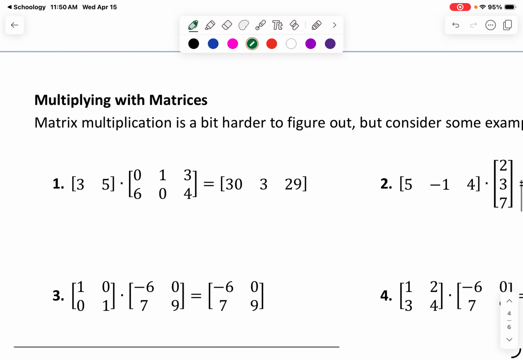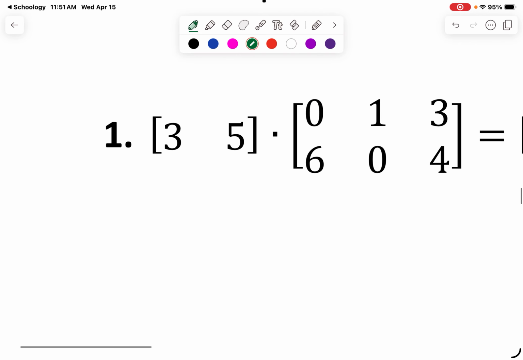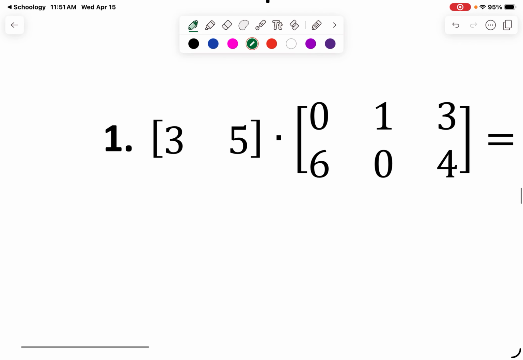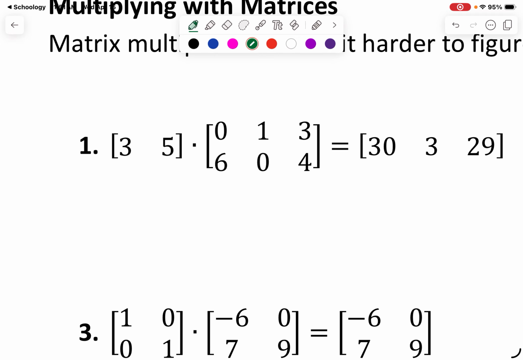Okay, let's move on to multiplication. Multiplication is a bit harder to see what's going on, but if we look at enough examples, we might be able to identify what's going on here. First off, once again, notice that these do not have the same dimensions. This matrix and this matrix do not have the same dimensions, yet I am able to multiply them. So they don't have to have the same dimensions to multiply them.